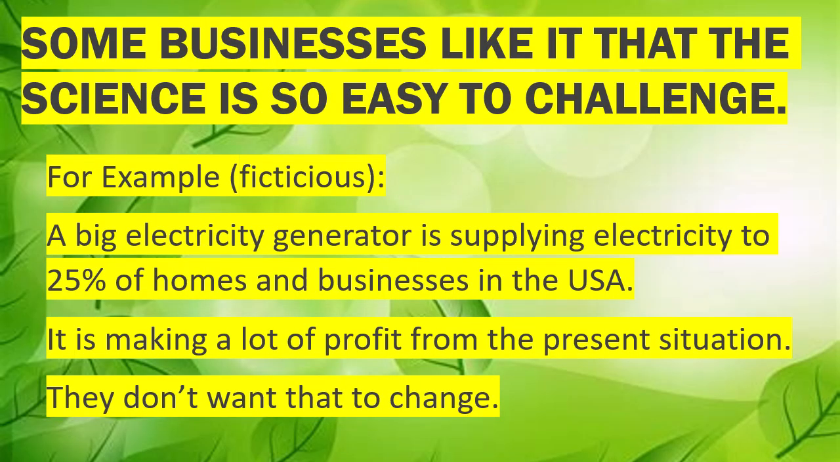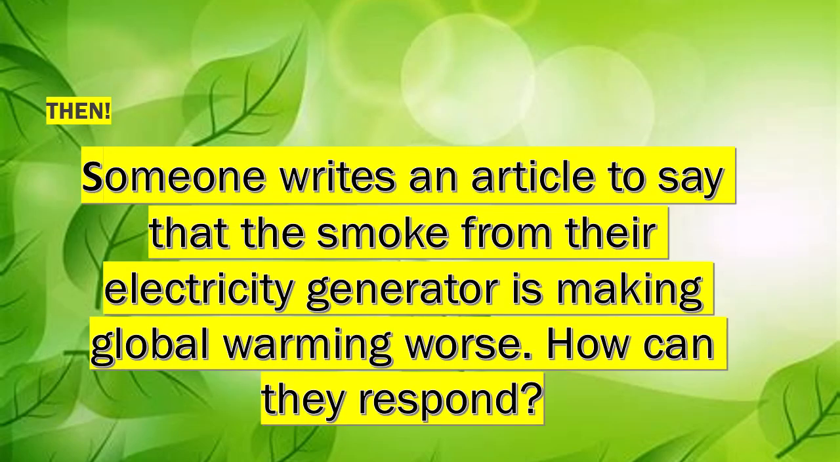So some businesses like it that the science is so easy to challenge. So here's a made-up story for an example. We have a big electricity generator that's supplying electricity to 25% of homes and businesses in the USA. It's making a lot of profit from the present situation, and they don't want that to change. Then someone writes an article to say that the smoke from their electricity generator is making global warming worse. How can they respond?